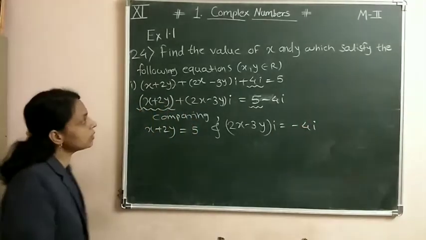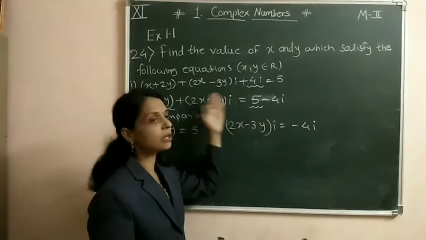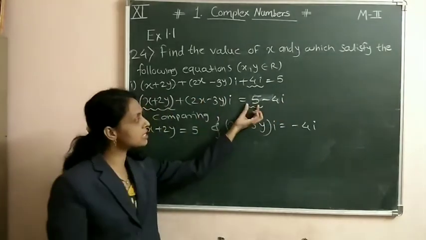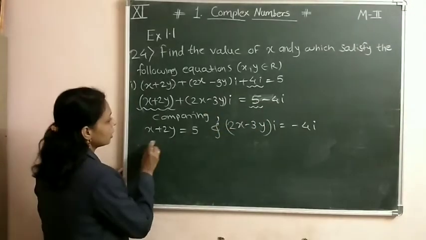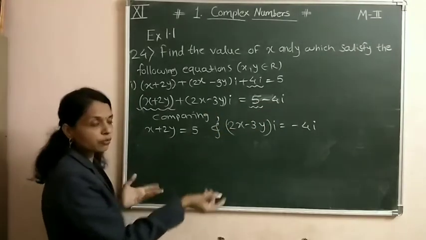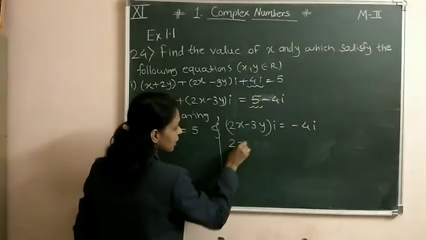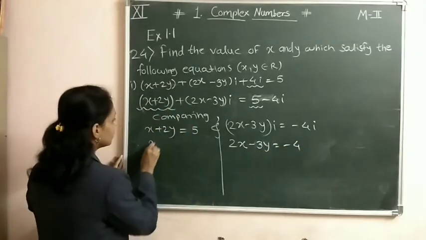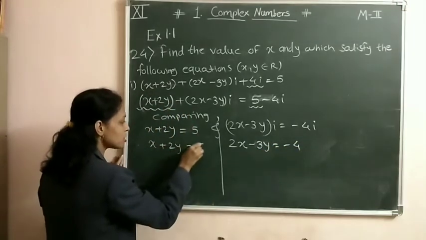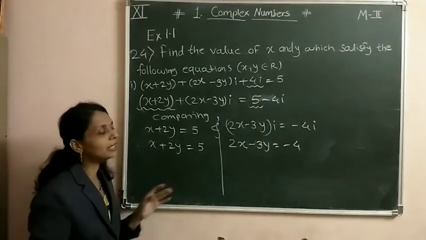Just what we have done, just shift this positive 4i to that side, so we get the numbers for comparison. This is real part to real part, imaginary part to imaginary part. Therefore, x plus 2y is equal to 5. Keep it as it is. Now we'll solve this one. i and i get cancelled. 2x minus 3y is equal to negative 4. And here x plus 2y is equal to 5. Now the equations turn into linear equations.